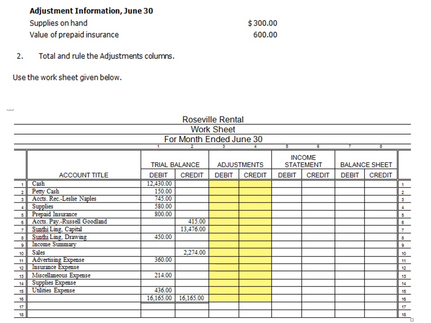So let's take a look at a transaction. What we have here is our Roseville Rental worksheet, very similar to what you saw from the last lesson. Our adjustment information is this. We have the supplies on hand 300. So they're telling us that at the end of the fiscal period we only had $300 worth of supplies left. So we need to calculate how much we used in supplies for that fiscal period.